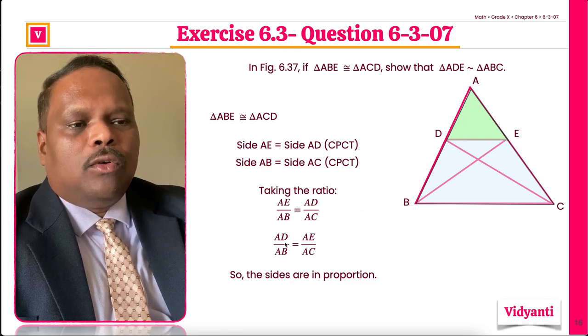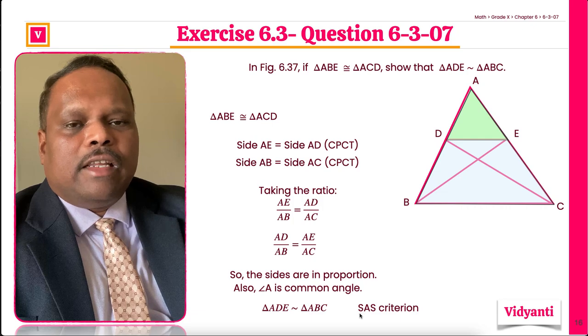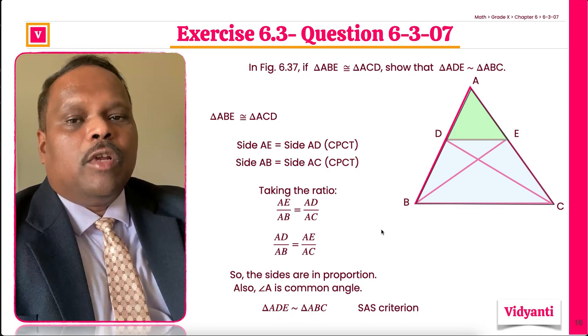So now we have two sides which are in proportion, one angle which is exactly identical. So we can go ahead and use SAS criteria, side angle side. Two sides are in proportion, one angle is exactly matching. So now we can say SAS criteria gives these two triangles are similar. Okay.